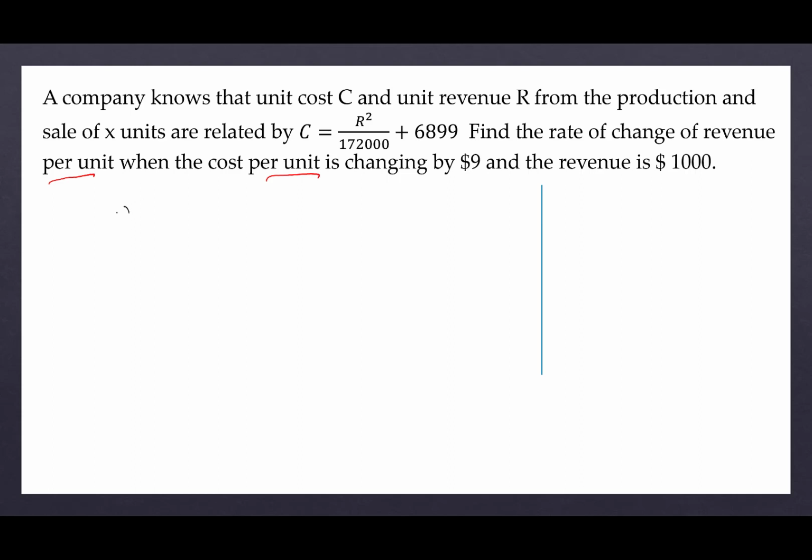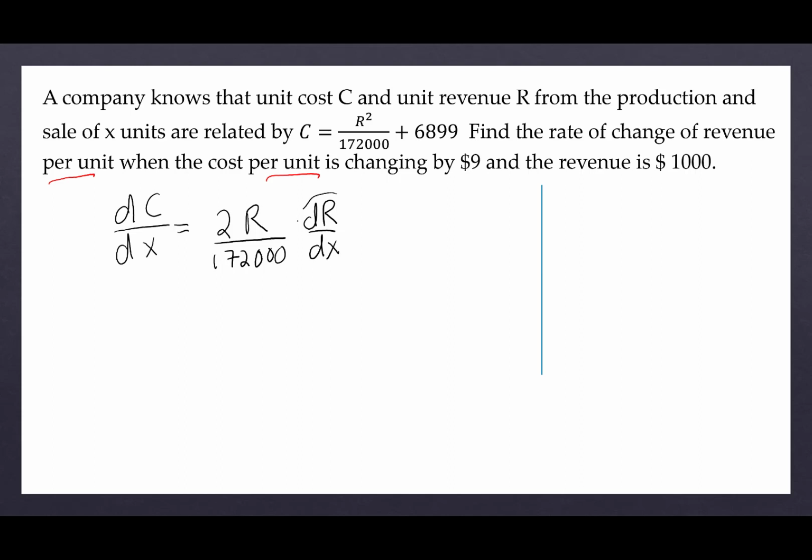This says we're trying to go through and find how is cost changing, so dc dx equals R squared becomes 2R. You can just keep the 172,000 in the denominator because it's really just a coefficient. So I brought the 2 down, I left the 172,000 alone. You don't want to forget to do dr dx because the revenue is changing with the amount of units being made. 6,899, that goes away. So we're trying to find the rate of change of revenue.